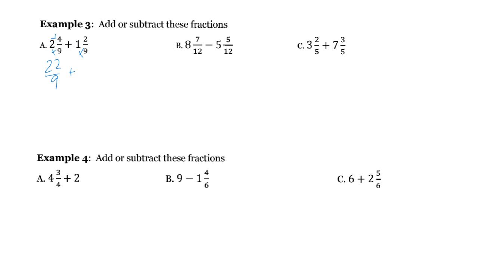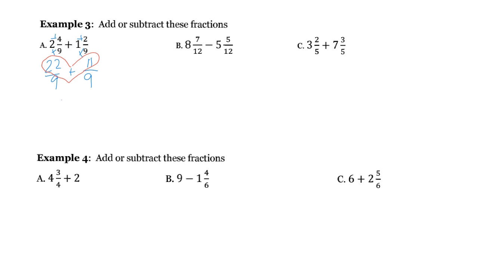1 times 9 is 9. Plus 2 is 11 ninths. So now we have them as improper fractions. Now, do they have common denominators? Yes. So now we add our numerators.